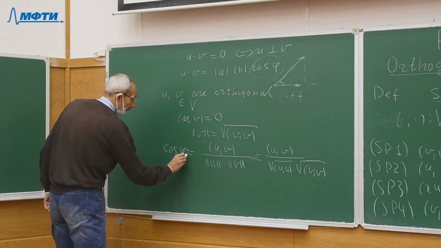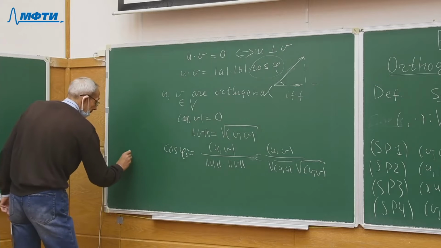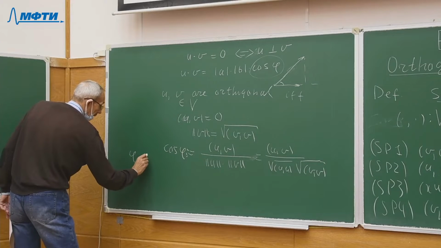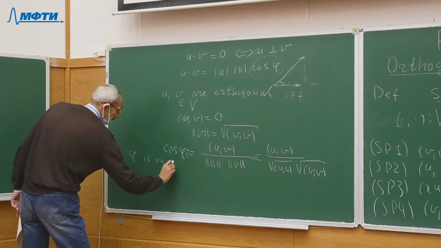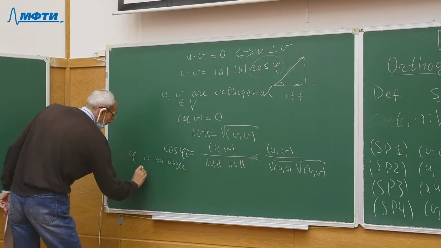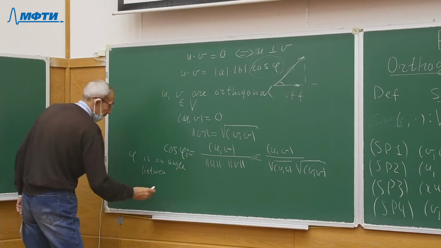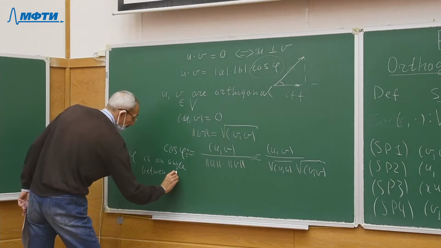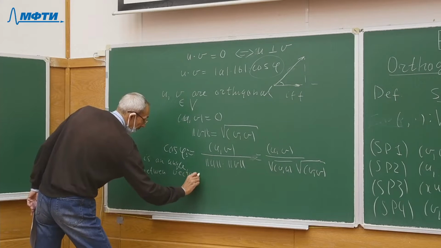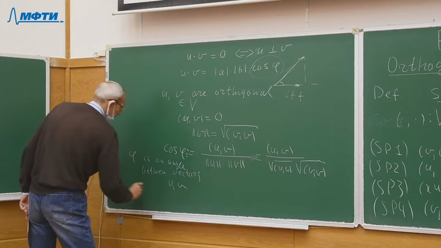And phi is an angle between vectors u and v.